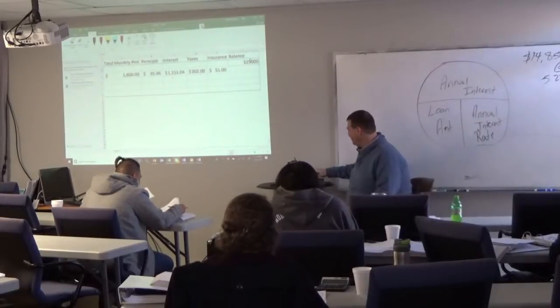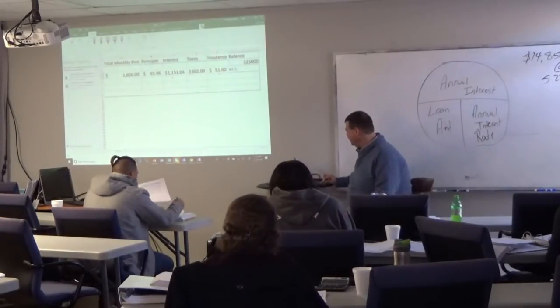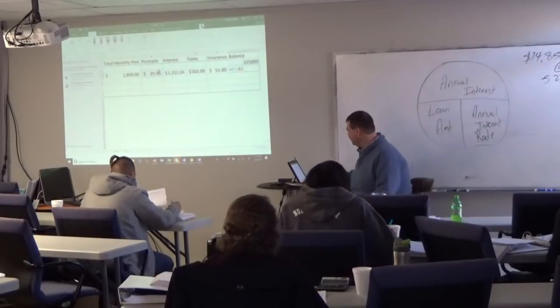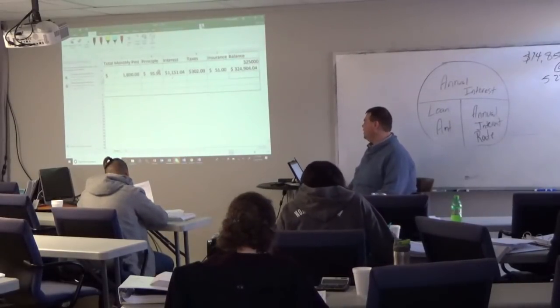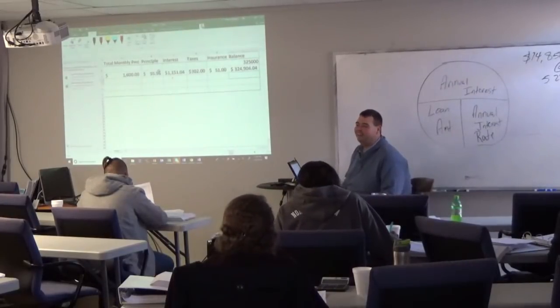So to calculate the balance, it's just going to be my beginning balance. My beginning balance minus my what? Minus my principal payment. And I paid it all the way down to $324,904 and 4 cents.